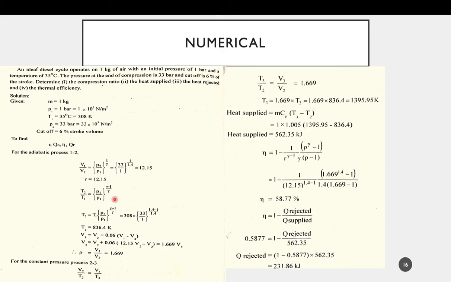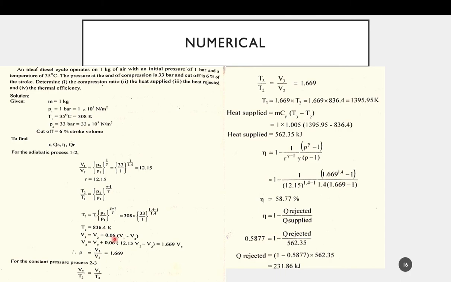Now we will apply the expression of cutoff ratio and stroke volume, because here the cutoff is 6% of stroke volume. Here we write V3 is equal to V2 plus 0.06 into V1 minus V2. What is V1 minus V2? V1 is the total volume and V2 is the clearance volume. So the total volume minus the clearance volume will give you the stroke volume, and we are taking 6% of the stroke volume.